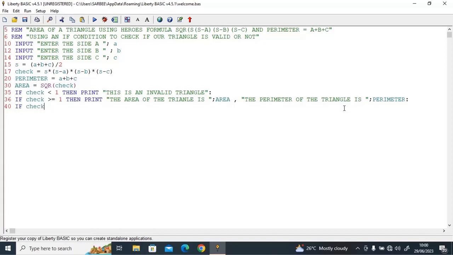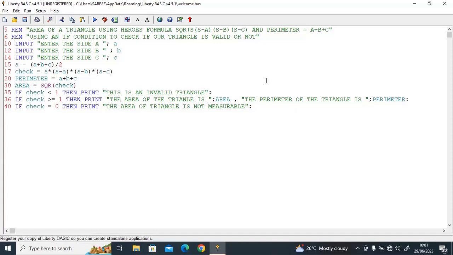So if check is equal to 0, then print the area of triangle is not measurable. Let me just put it measurable. Maybe a mathematician has a solution to this. If the area is 0, you can calculate it, but I'm very sure that if the area is 0, then there's a problem. You can't have the area of a triangle to be 0.